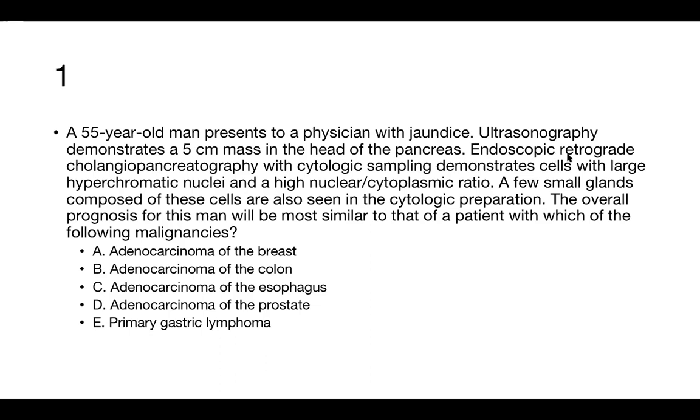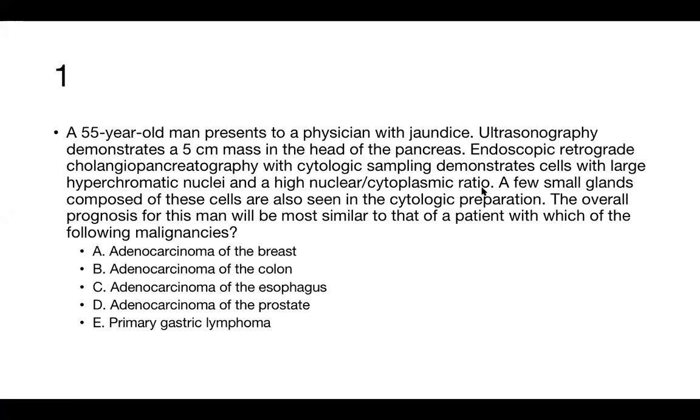ERCP, endoscopic retrograde cholangiopancreatography, was done, and they have taken some cells from there, which demonstrated it is a malignancy. This is the hallmark of malignancy. Here, hyperchromatic nuclei and a high nuclear cytoplasmic ratio. This is the histopathology of malignancy. Now, a few small glands composed of these cells are also seen in the cytologic preparation. These are the tumor cells.